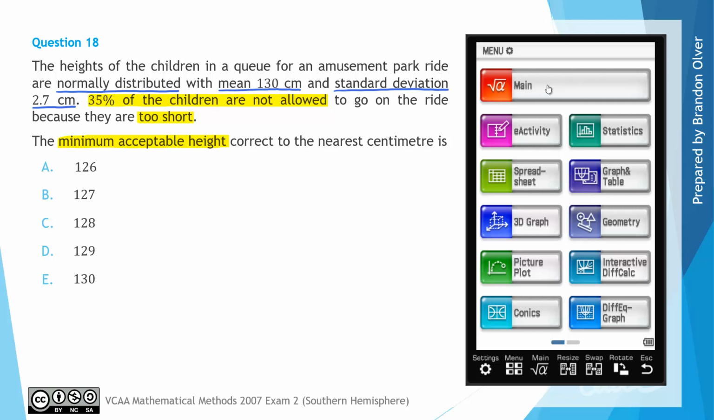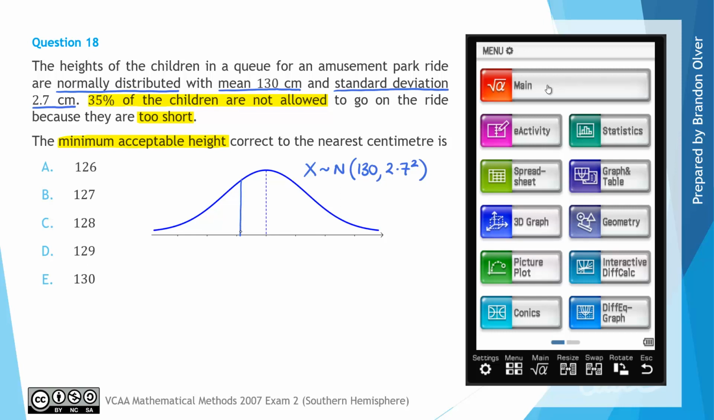So whenever we have a question like this that involves a normal distribution, I'd recommend just drawing out a bell-shaped curve to help annotate what's going on. So I'm going to use a computer to generate a nice looking one for us. And we're going to say that x is the random variable, which is normally distributed with a mean height of 130 and a standard deviation of 2.7, so a variance of 2.7 squared in that notation. We knew that 35% of the children were too short, so that refers to the left tail because being too short is a smaller height.